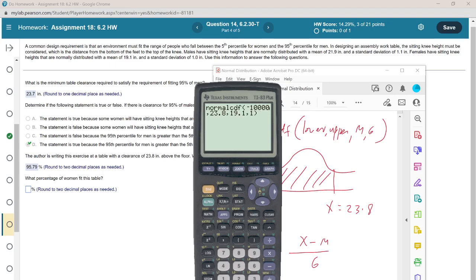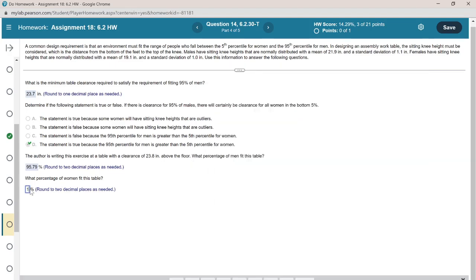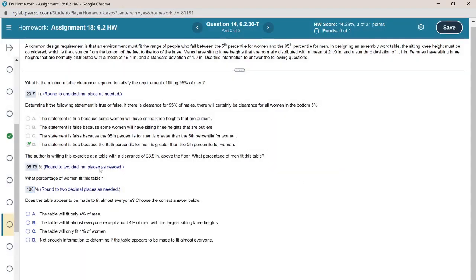So what percentage of women will fit here? It's 0.999. If you multiply it by 100, that will give you the percentage 99.99, and if you round it to 2 decimal places, it would actually be 100%. Practically speaking, there is no 100%, but this calculation gives you 100%.